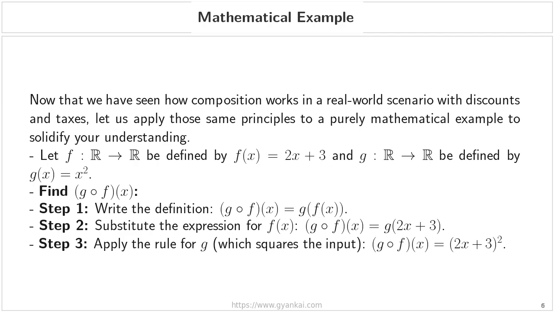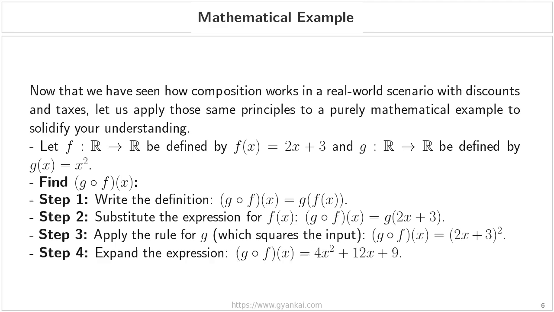Step 3, now we apply the rule for function g. Since the rule for g is to square whatever input it receives, we take our entire input, 2x plus 3, and square it. This gives us the quantity 2x plus 3 squared. Step 4, finally, we expand this algebraic expression. By squaring the binomial, we arrive at the final result, 4x squared plus 12x plus 9. This completes the process of composition.